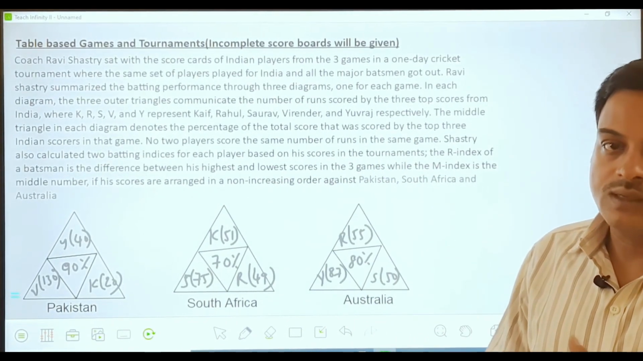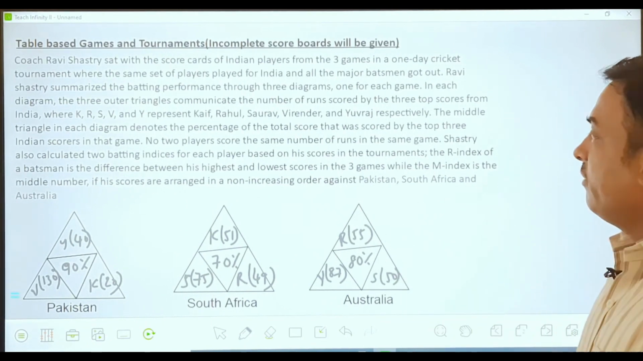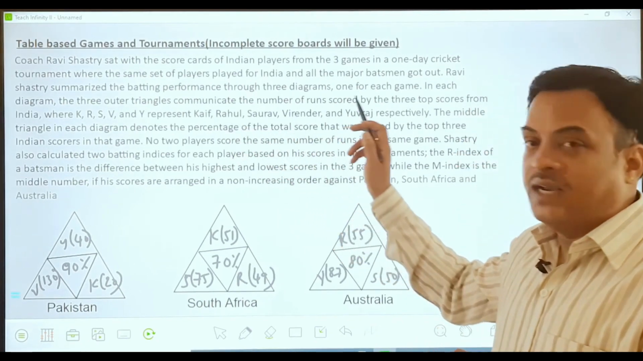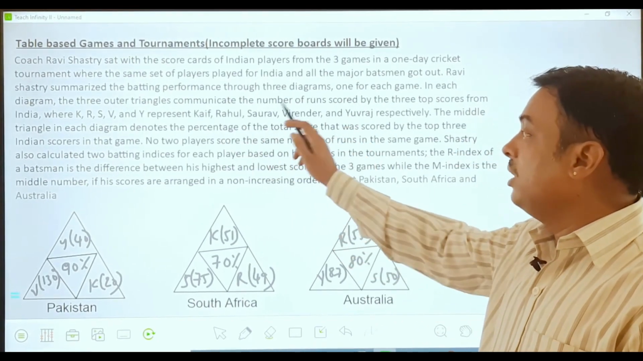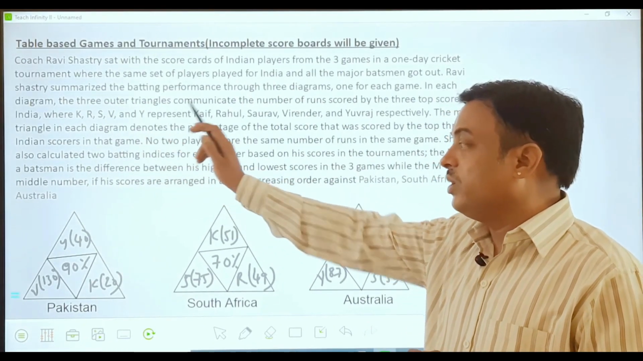Hope you understood this given passage. Ravi Shastri is the coach. He got information on 5 players who are Indian players: Kaif, Rahul, Saurav, Virendra, Yuvraj, which is short form as KRSVY.